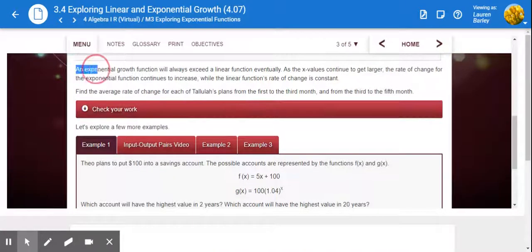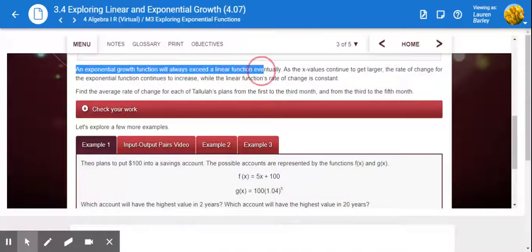Okay, an exponential growth function will always exceed a linear function eventually. As the x values continue to get larger, the rate of change for the exponential functions continues to increase, while the linear functions' rate of change is constant. Okay, and that's the main key here.